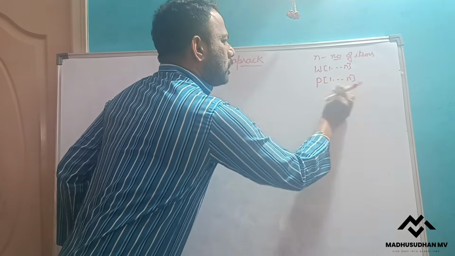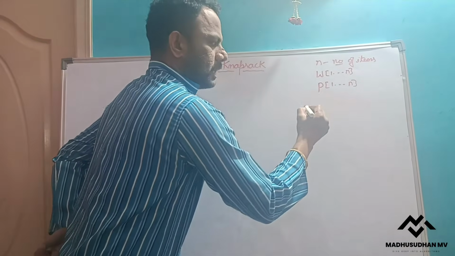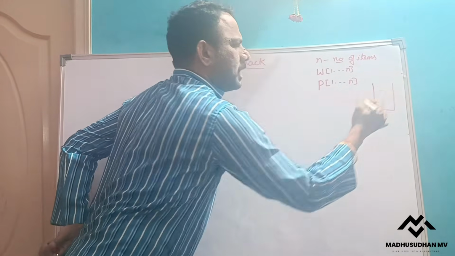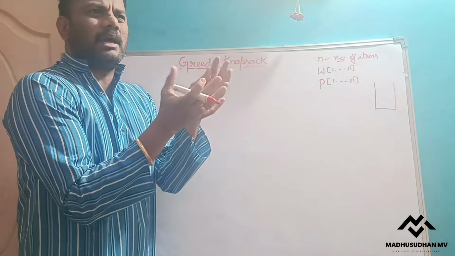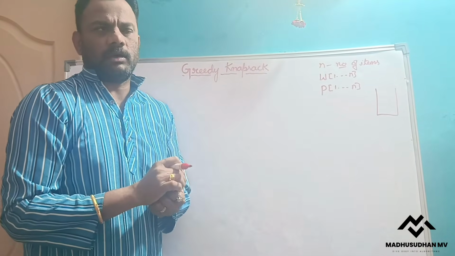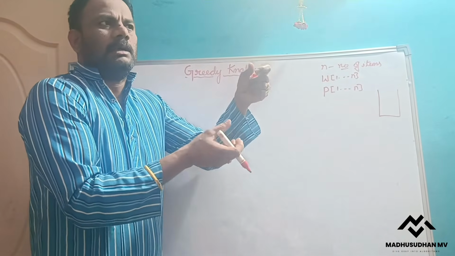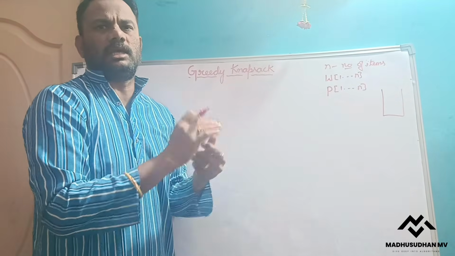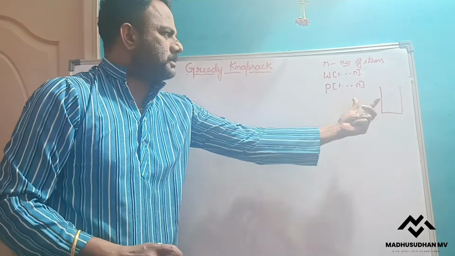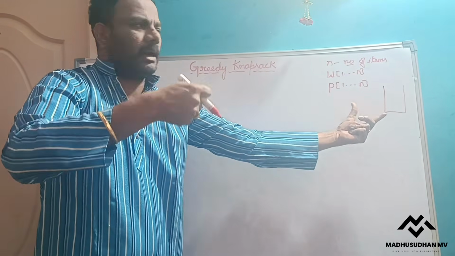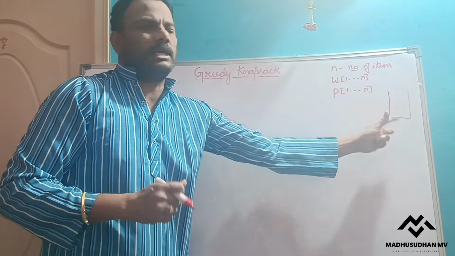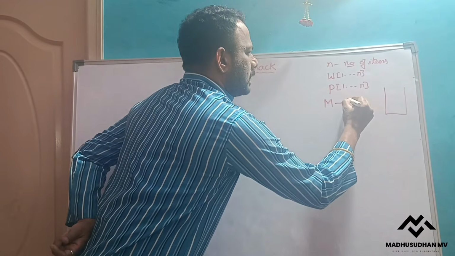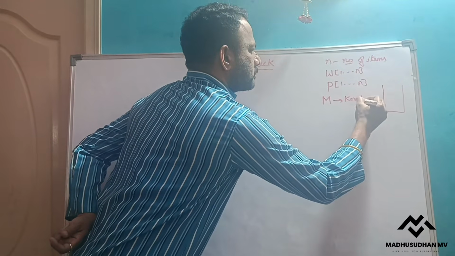And then we are given one knapsack. Just assume it is one carry bag, and every carry bag has some maximum capacity. Suppose a hand cover can carry a maximum of 5 kg of items, or for example up to 3 kg of items. A knapsack means one carry bag, which has some maximum knapsack capacity. I will take it as M, which indicates the knapsack capacity.